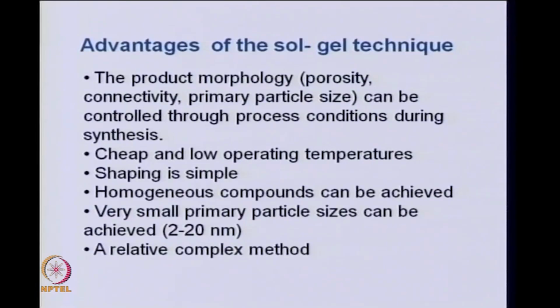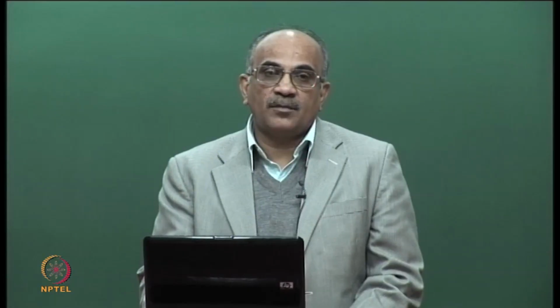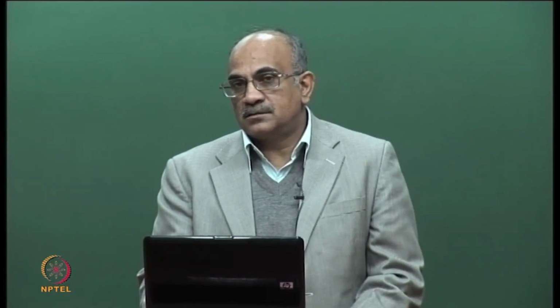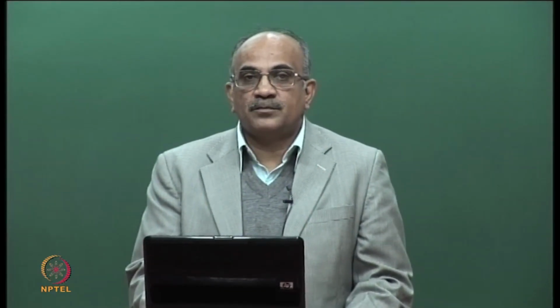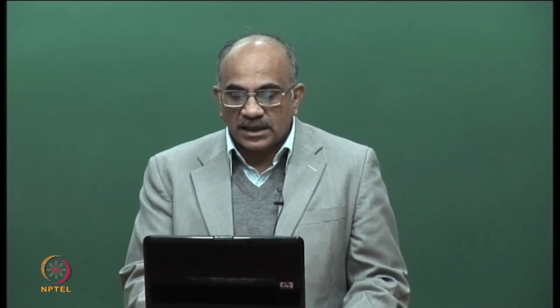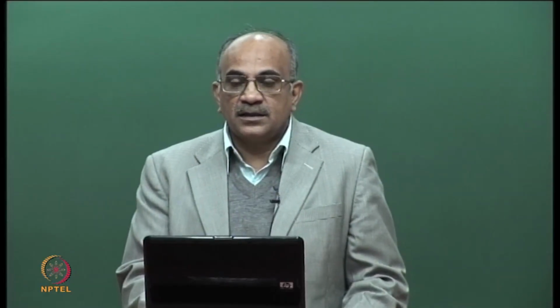Now, what are the advantages of the sol gel technique? By the sol gel technique, you can make many different types of nanostructured materials. As you saw, we looked at examples of gamma alumina, anatase and rutile form of TiO2, or a dielectric ceramic like PZT, lead zirconium titanate. So, several different materials can be obtained in the nanostructured form using the sol gel technique.